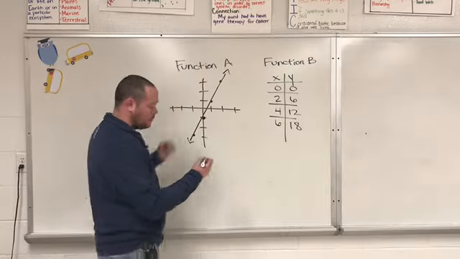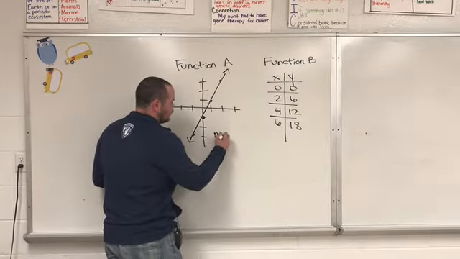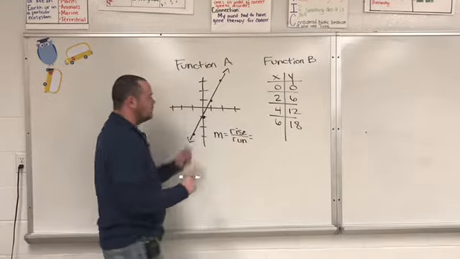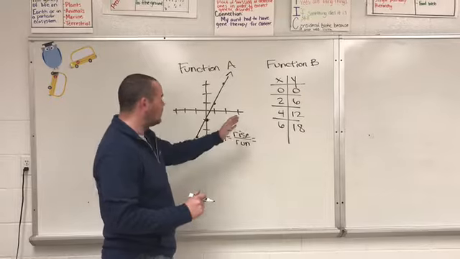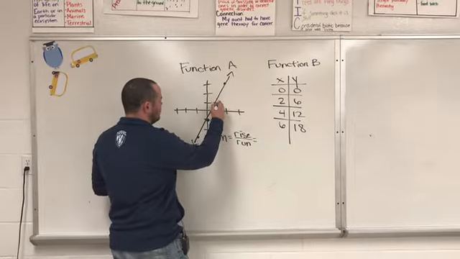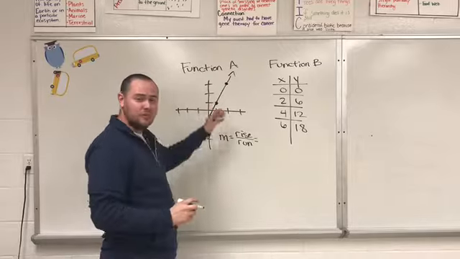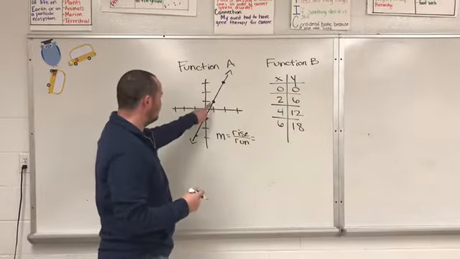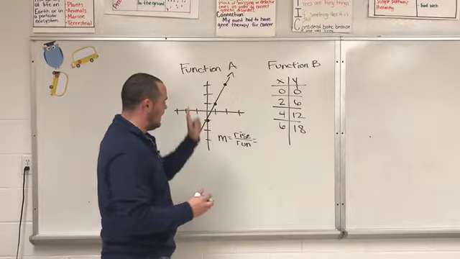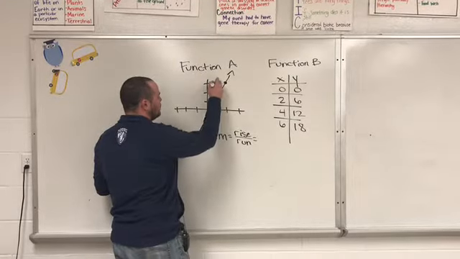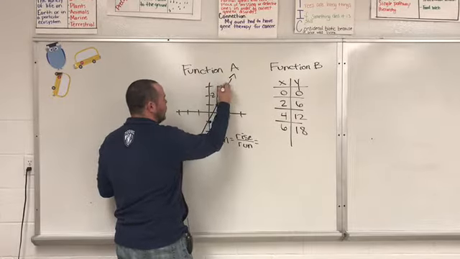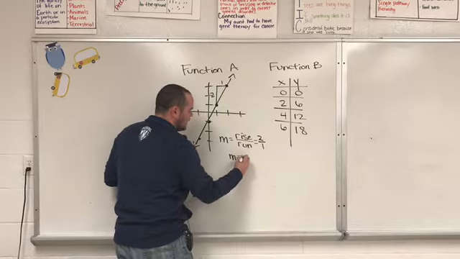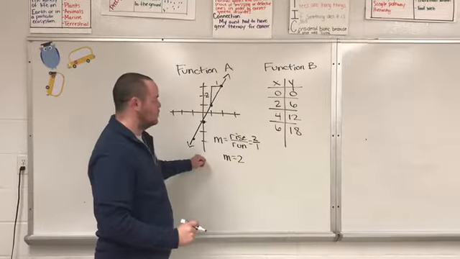To find our m for a graph, we know that we want to use the formula rise over run. So I need to pick out 2 points, and we always work from left to right. I'm going to use this point and this point. We want to see, do we go up or down, and then how many do we go to the right. To get from my point on the left to the point on the right, we have to rise. So we go up 2 spaces, and then we go over 1. So my rise over run is 2 over 1, which means my m for function A is 2.